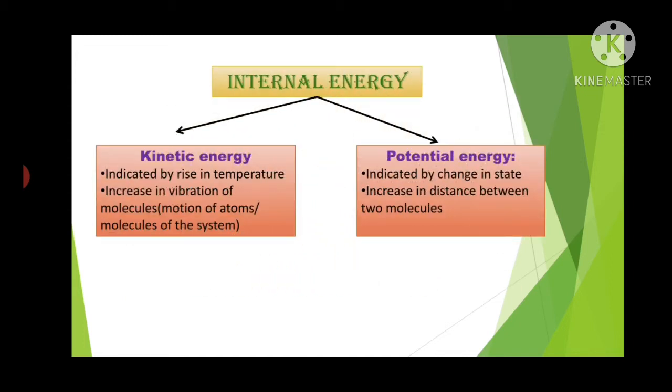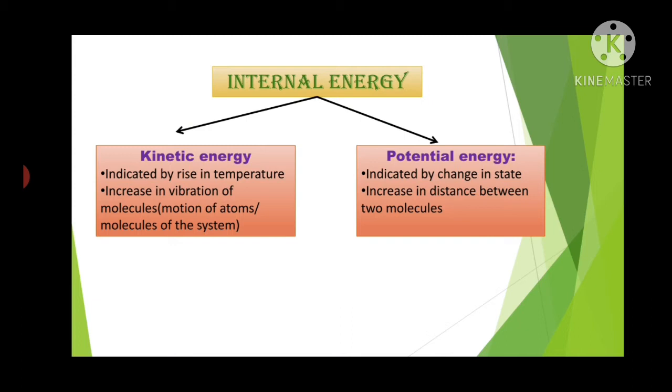Internal energy consists of kinetic energy and potential energy. How are kinetic energy and potential energy indicated? Let us see how kinetic energy is recognized in a system. When there is a rise in temperature, that means kinetic energy is present. Kinetic energy is indicated by rise in temperature. Due to this there is an increase in vibration of molecules. That means the motion of the atoms and molecules of the system will increase due to the rising temperature.